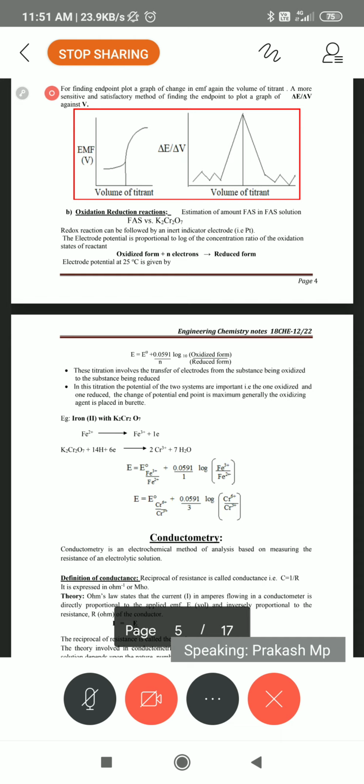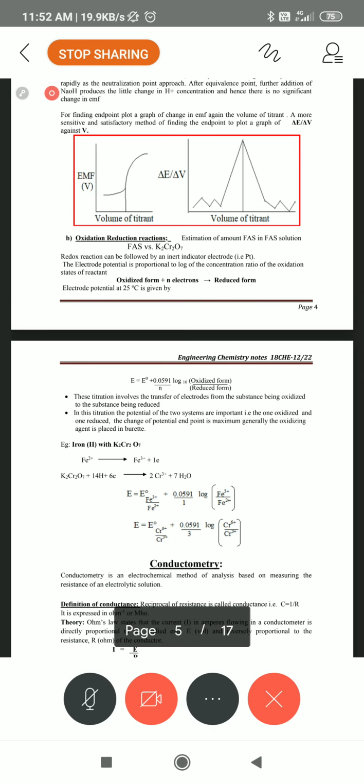Afterwards, the equivalence point is 5 ml. So 5 into 0.05 divided by V1, which is 25 ml, already you can pivot out. So you can get the normality of FAS. That normality of FAS is multiplied by its equivalent weight. What is its equivalent weight? That is 392, exactly 391.4.